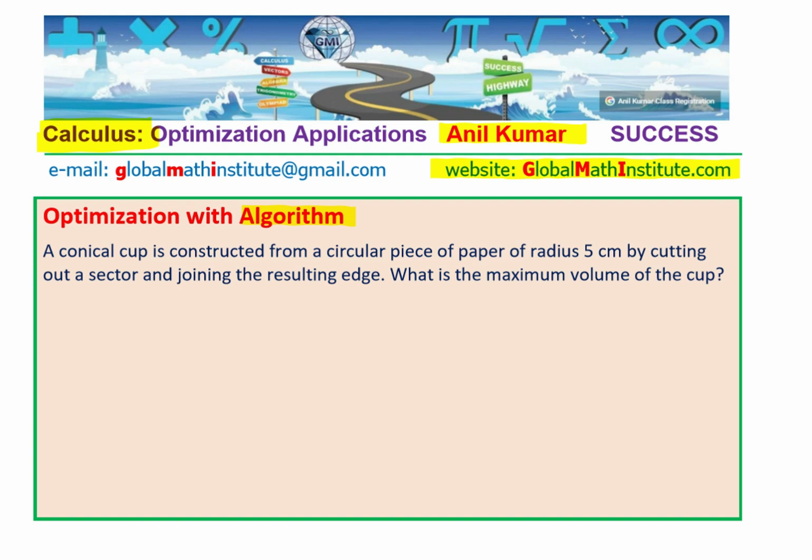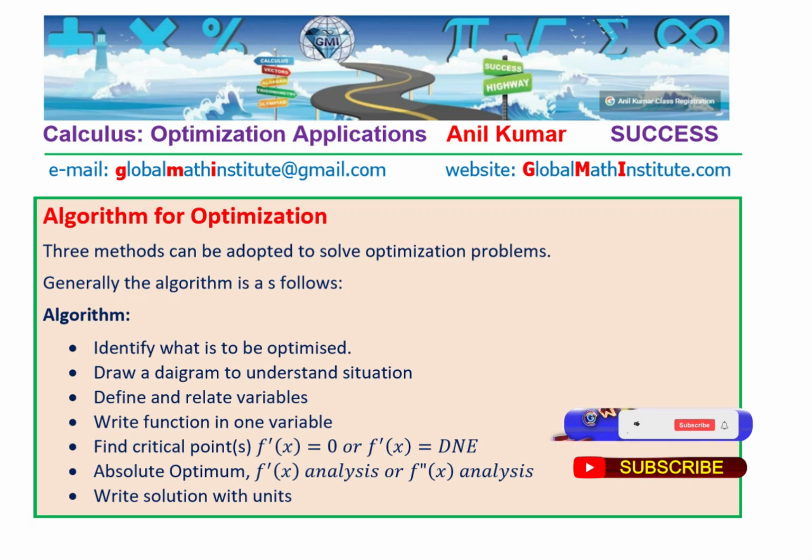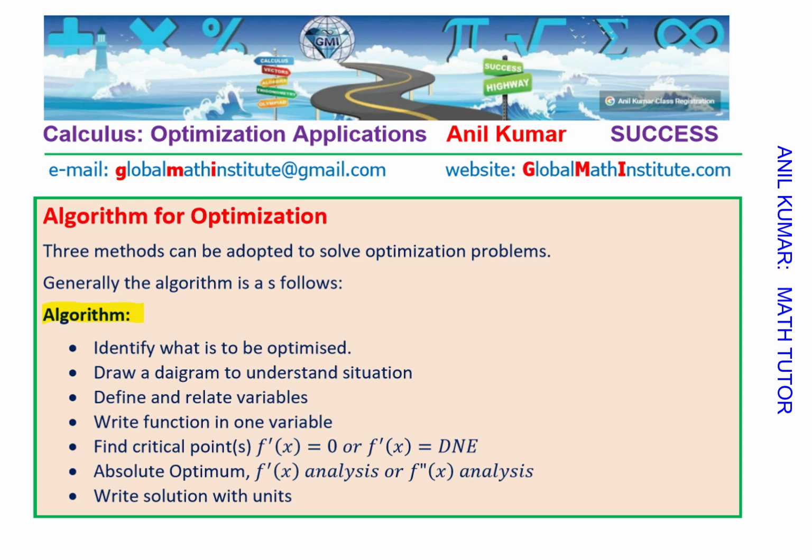So, I'll show you the steps followed in the algorithm so that we will understand what exactly to do with this particular question. Most of the time, we'll follow this algorithm. There could be variations depending on the given problem to us. So that's a very important point to understand. Normally, the step one is identify what is to be optimized, right? So in this particular question, we need to optimize the volume, which is to be maximized. Then draw a diagram to understand the situation.